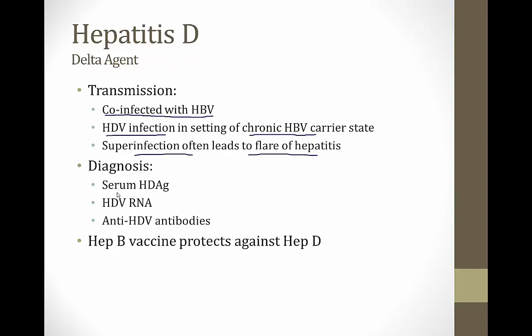You can diagnose this by finding the hepatitis D antigen in the serum, or by finding RNA to hepatitis D, or by finding antibodies. And one important thing to recognize is if you vaccinate someone against hepatitis B, you are de facto vaccinating them against hepatitis D, because they'll never get this infection if they don't get Hep B. The treatment of hepatitis D is very complex, it's difficult to treat, and it's not something you really need to know about for step 1.